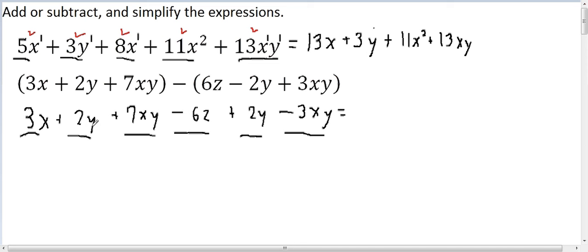Okay, let's start with the first term, 3x. Looking through all the other terms, this term has x, but this also has y, so it won't match up. This term also has x, but once again it has y, so 3x doesn't combine with any other terms, and we just write 3x first.